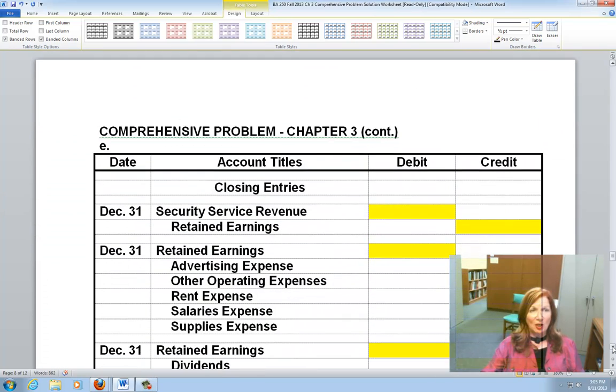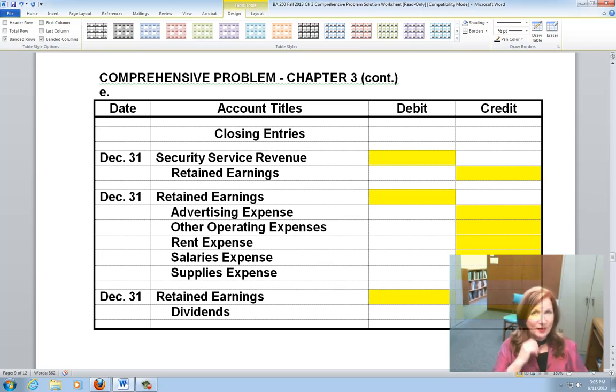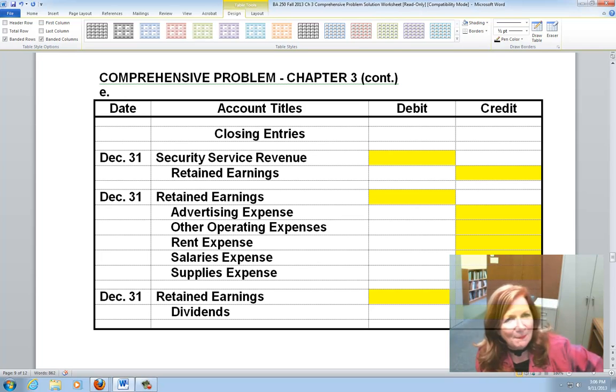Then you have your closing entries. Now this is new with this chapter, and so that's all blank, and you have to fill in how much the total revenues were and transfer those to retained earnings, how much the expenses were, and you'll get all of those out of your T accounts. So you go back to your T accounts, you get those balances, and you use those balances to complete this journal entry.